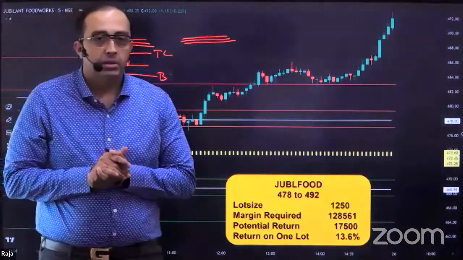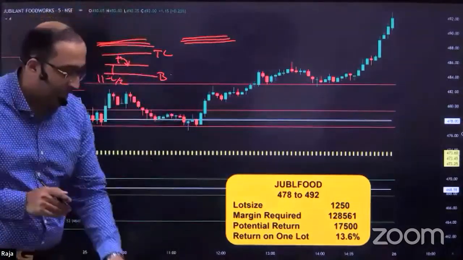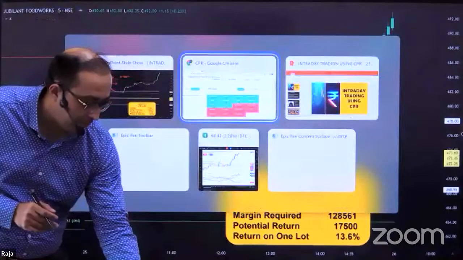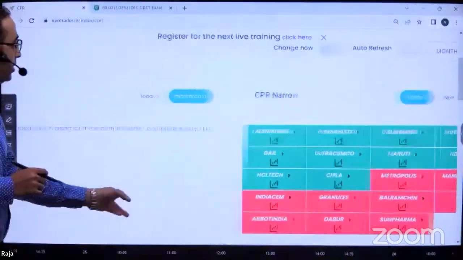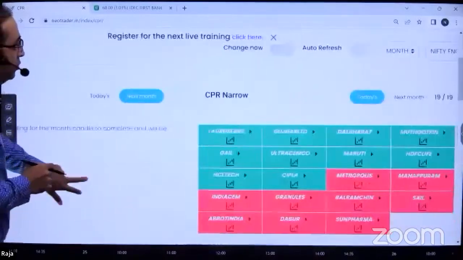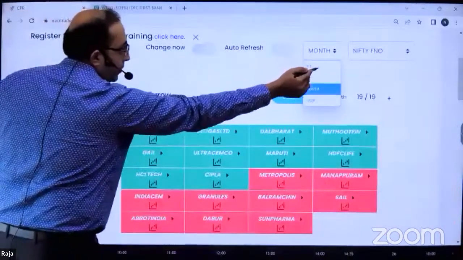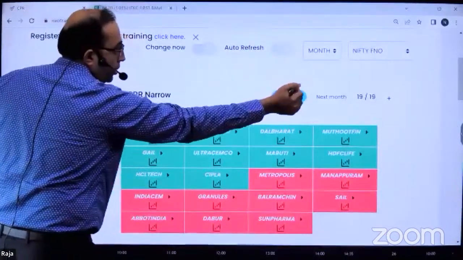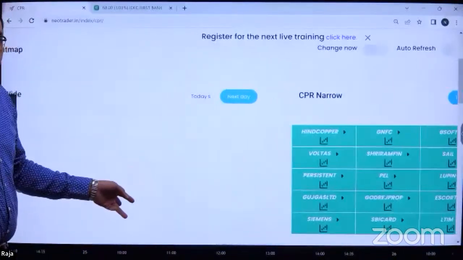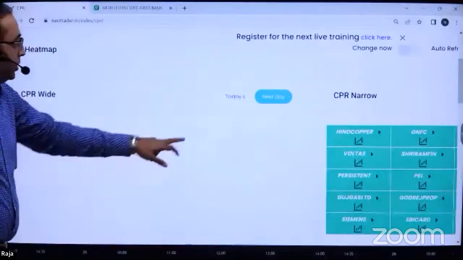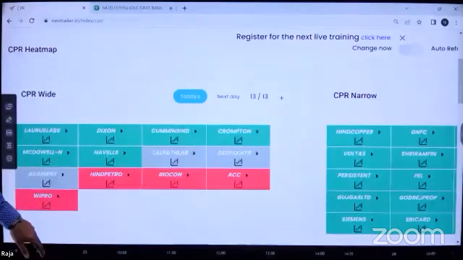All right. Now once again, let me go back into NeoTrader and show you. Today we are focusing on intraday, but I just showed you what you can do here. This is the intraday setup. You can see here that this is what happened today.